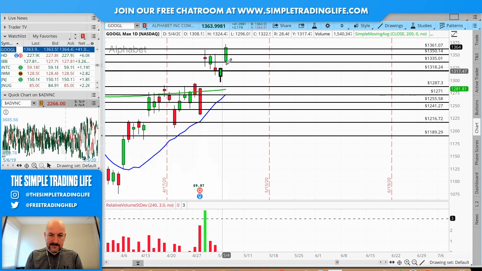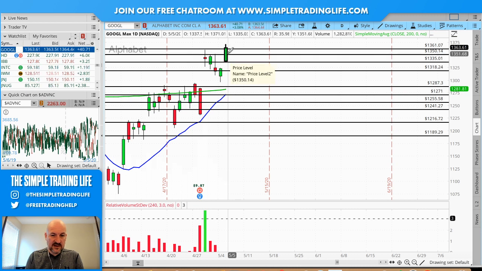Okay, so it would have gapped up to here and opened at 1337, and it has been as high as 1371. So that's a pretty good move. That's a pretty good move. I thought most of it was the gap, but not really.